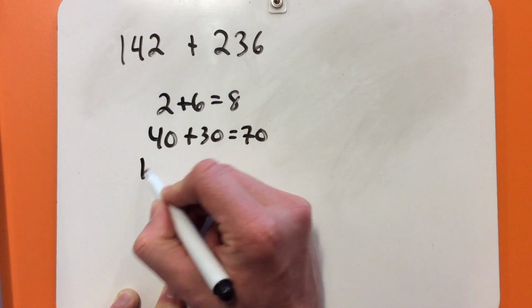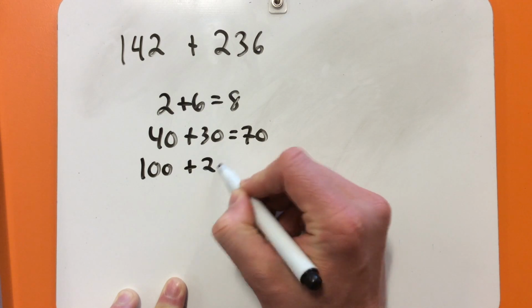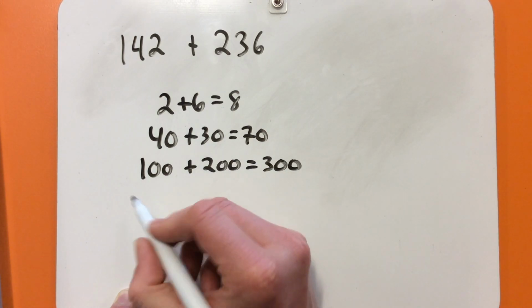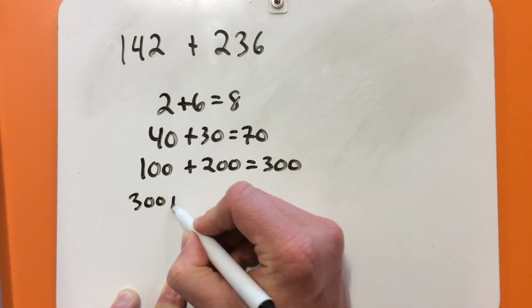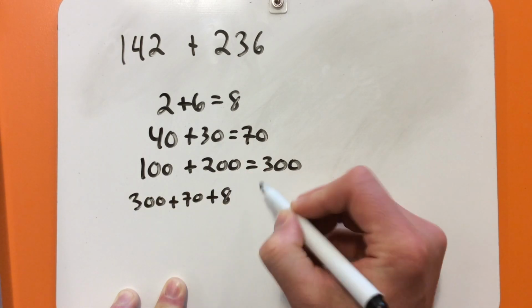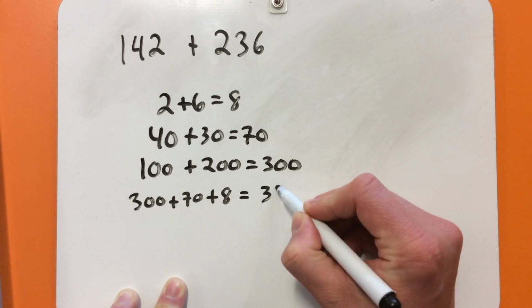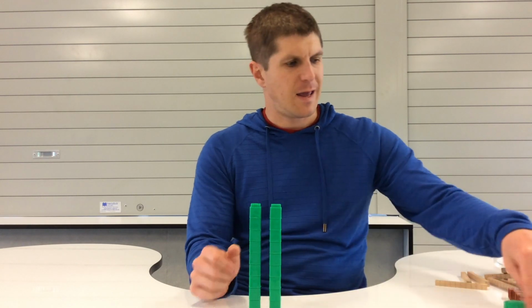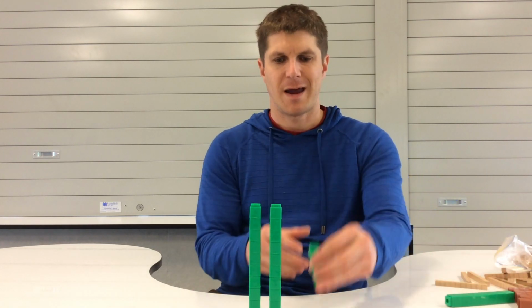The last one I'm going to do is 100 plus 200, and that equals 300. The very last step will be 300 plus 70 plus 8, and that equals 378. In all of those problems, I only used the place value cubes. But you can also use these Unifix cubes. They're a little bit bigger, so they didn't fit on the screen. I can take 2 sticks of 10 and 3 more, and that gives me 23.